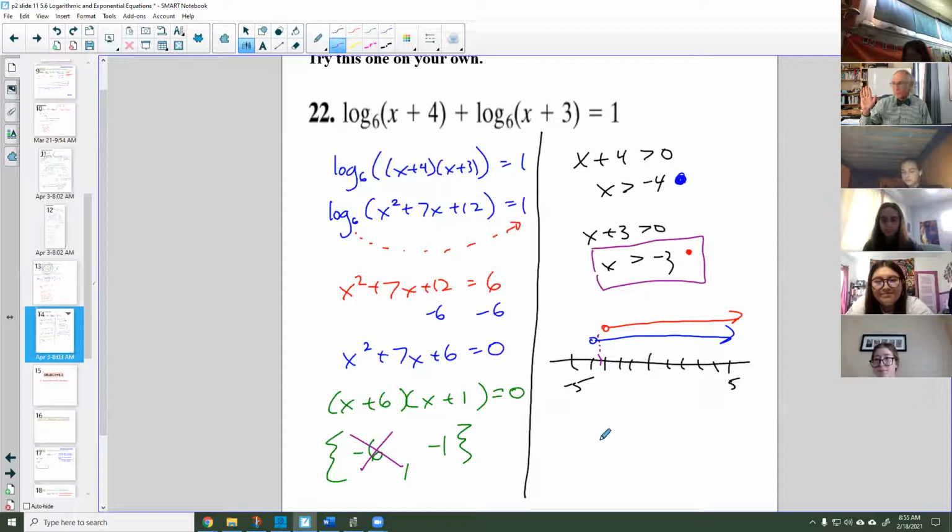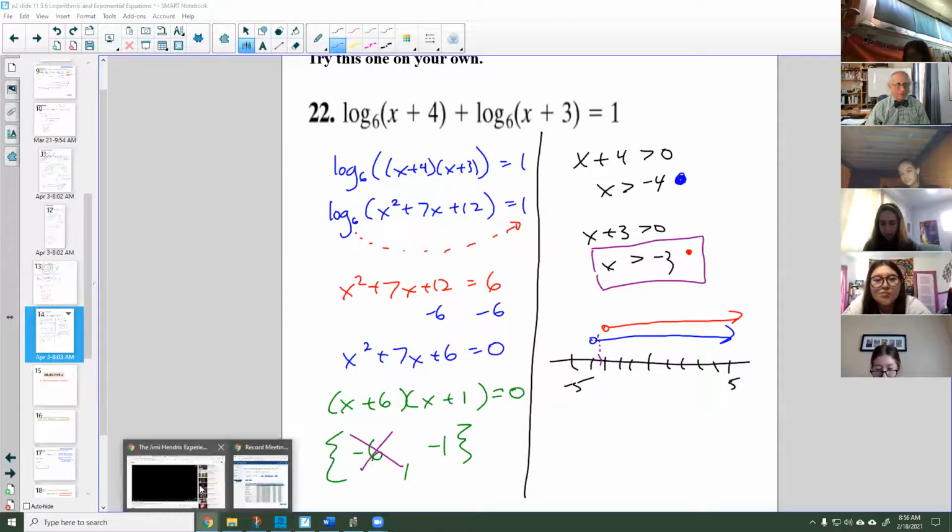No, we're not done with this problem. Why not? Now, Mia, now you can give your answer. We have to graph. Come on, let's graph this guy, make sure it works. So let's take a look.